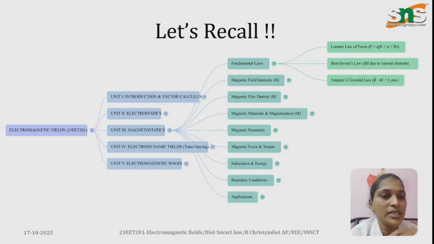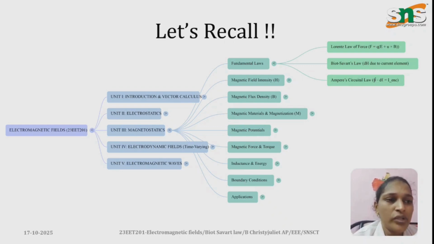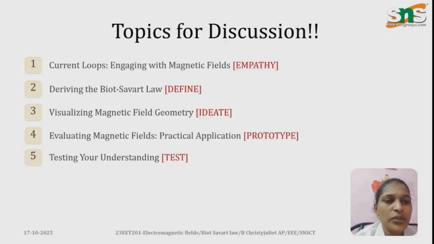So now we are discussing the fundamental laws governing magnetostatics. Basically we have three laws: Lorentz law of force, Biot-Savart's law, and Ampere's law. We've already discussed Lorentz law of force, and now we are going to see in detail the Biot-Savart's law. In this video, we are going to discuss Biot-Savart's law with a DT approach.